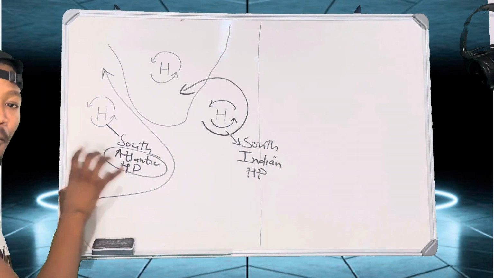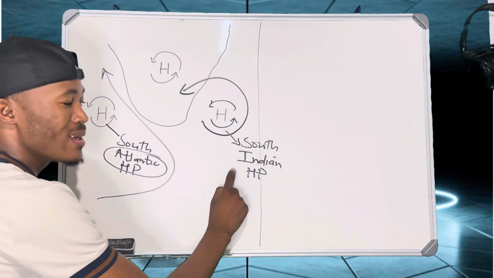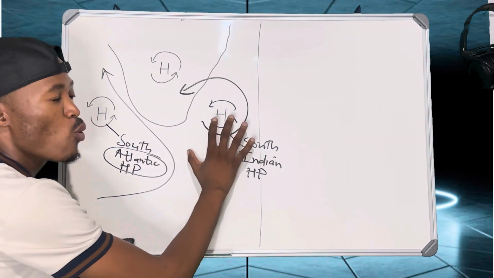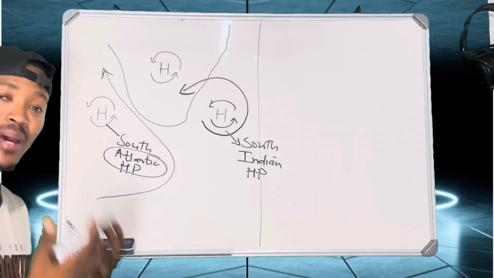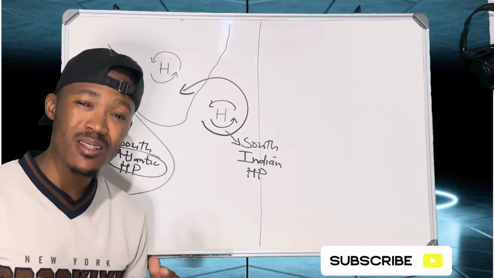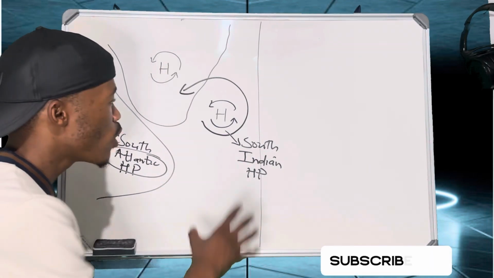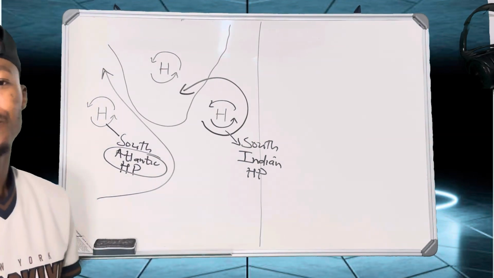The South Atlantic brings cold conditions over the interior, but the South Indian high pressure will bring the warm, moist air over the interior. The main reason for this difference, that the South Indian high pressure brings the warm moist air, is due to the ocean current that is also found on the east coast of our country.